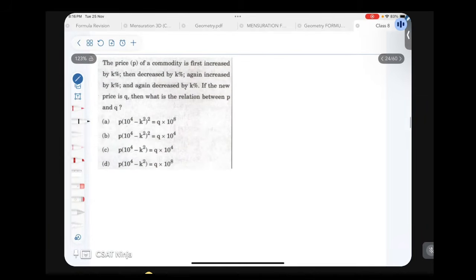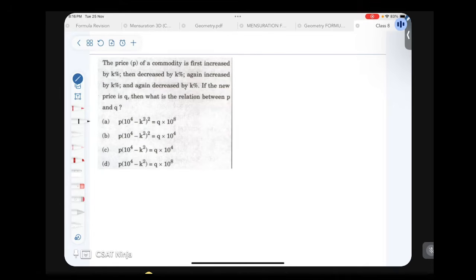This question, I'll try to approach from a different perspective. This is a question from UPSC PYQ as well. It looks a little bit tricky, but it's a very simple question. Let's try to understand. The price of a commodity is first increased by K%, then decreased by K%, and again increased by K%, and again decreased by K%. If the new price is Q, then what is the relation between P and Q?